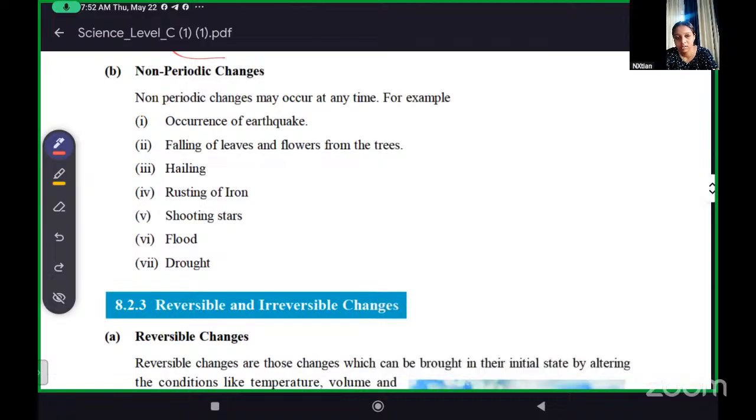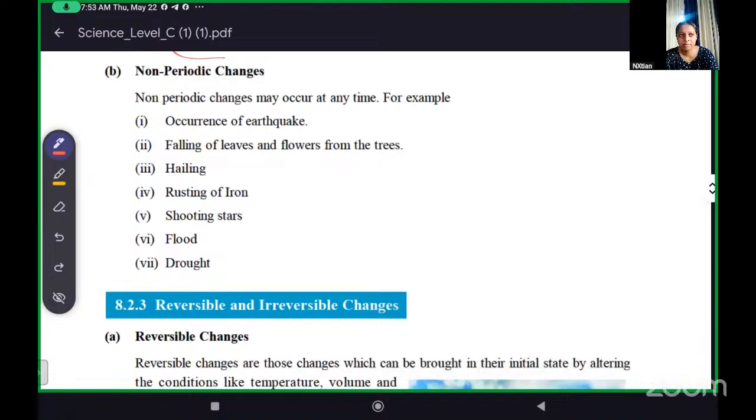Ma'am, I have a question about earthquake and flood. Usually these things can be predicted by scientists. Yes, we can say that sometimes they are predicted by scientists, but scientists cannot always exactly predict by what magnitude an earthquake will come or how severe the flood will be.